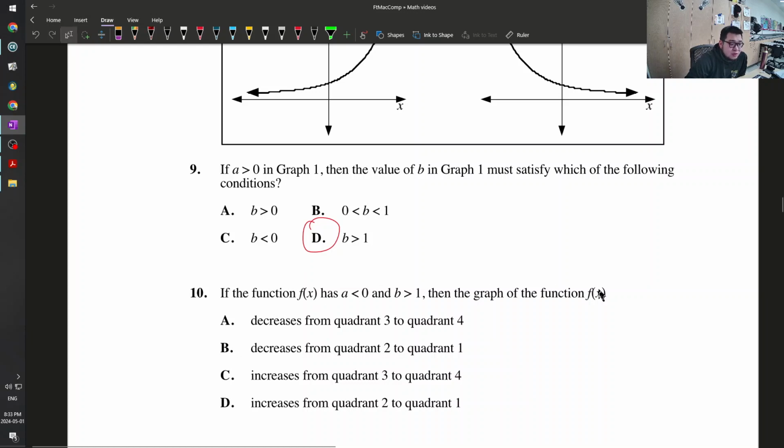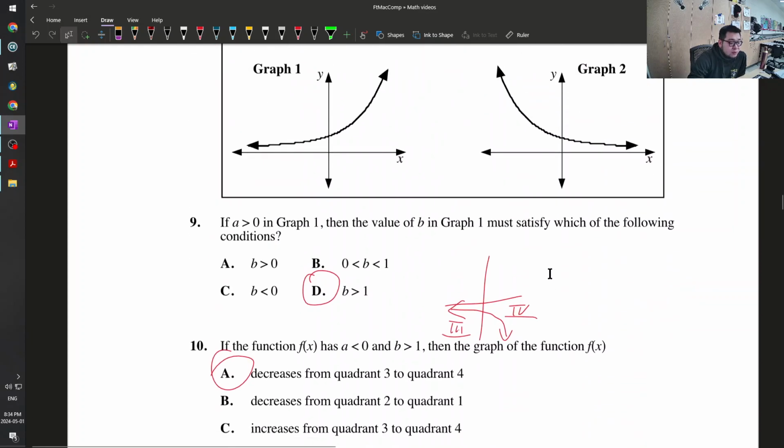10, if the function has a less than 0 and b greater than 1, so when b is greater than 1, it's going to be an exponential growth. But since a is less than 0, that means it's going to get flipped across the x-axis. So it's going to look something like this. Therefore, it decreases from quadrant 3 into quadrant 4. So it looks like 10 is A.